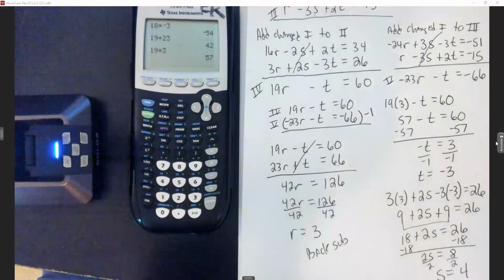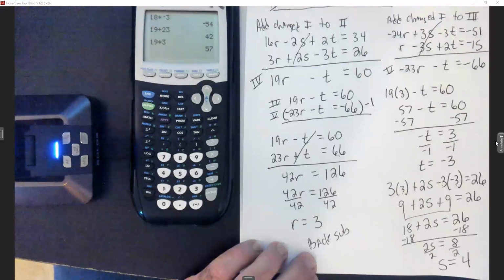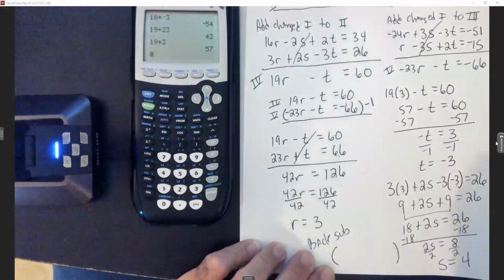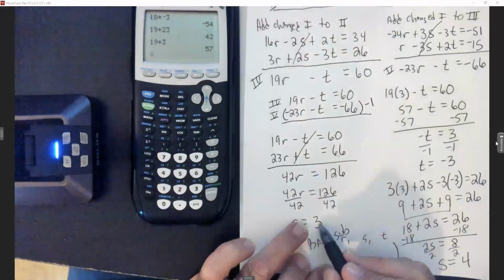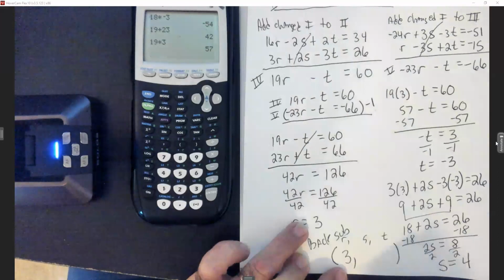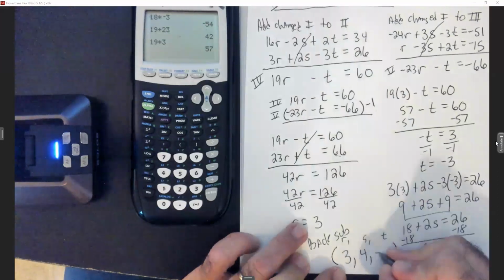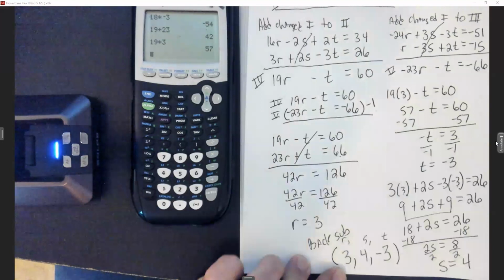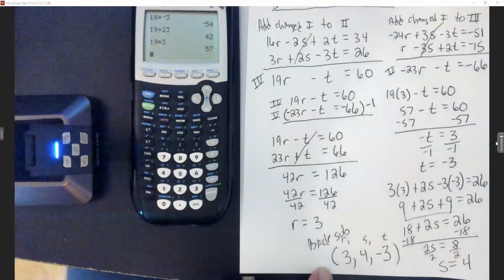Now, what you got to watch out on this problem is, remember, we got to put the r first, then the s, then the t. So the r was 3, s was the 4, and then t was a negative 3. Then y'all, if y'all plug that into them equations, it will work.